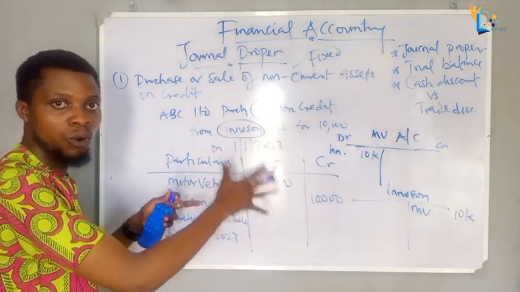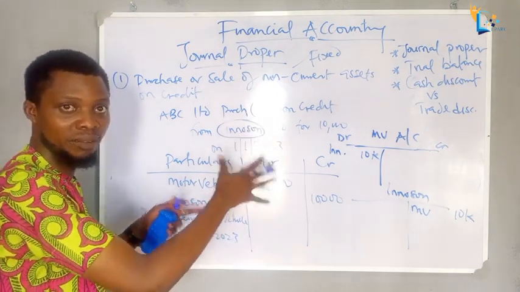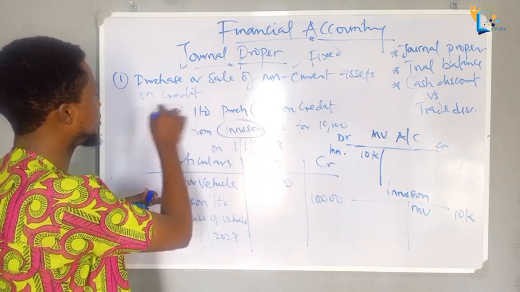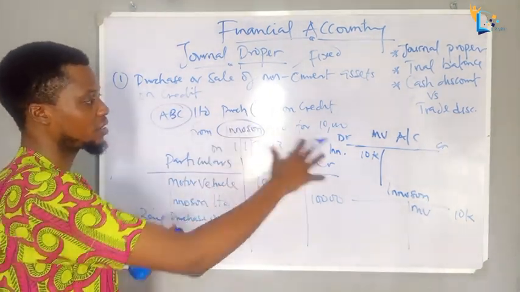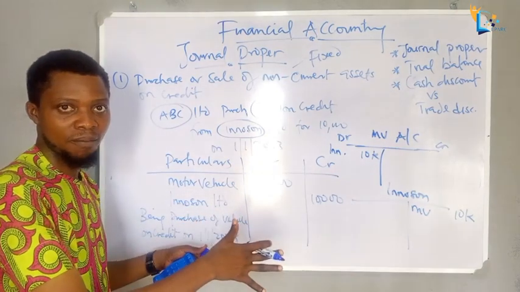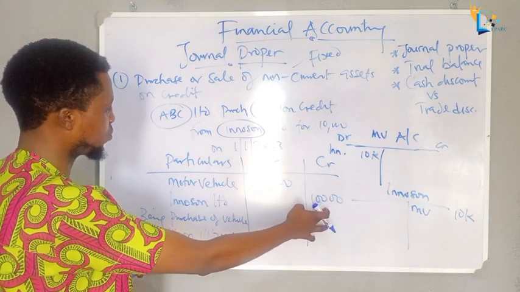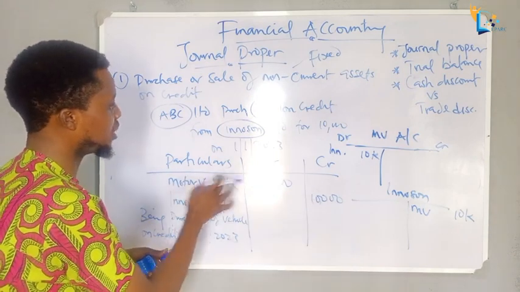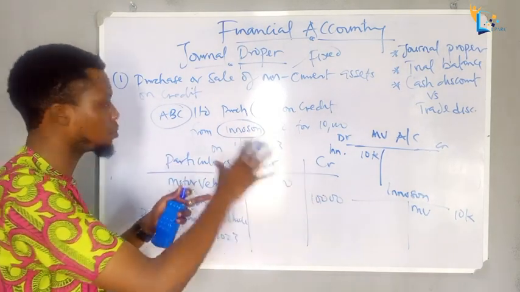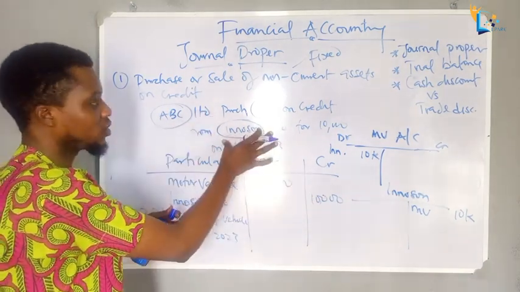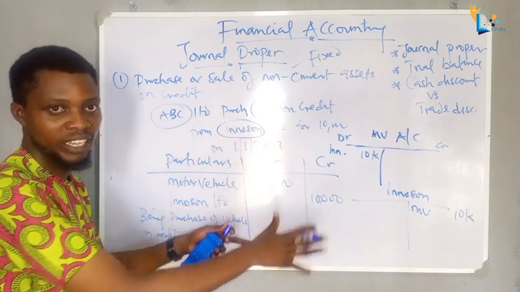This is in the books of the buyer. That's the debtor now. That's ABC. In the books of ABC. Now, in the books of Innocent, the reverse will be the case. Motor vehicle will be credited with 10,000 naira. Then ABC will be debited with 10,000 naira. Do you understand? What we just treated now is in the books of ABC Limited, not Innocent. When we want to treat in the books of Innocent, the reverse will be the case.